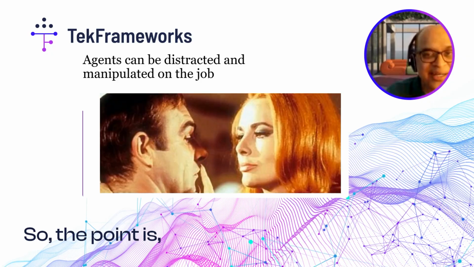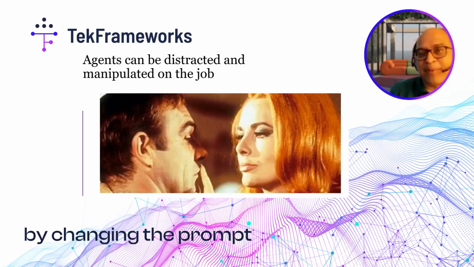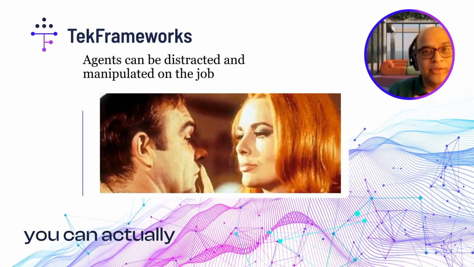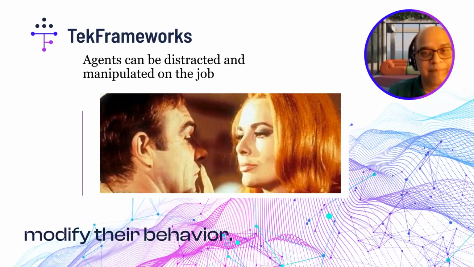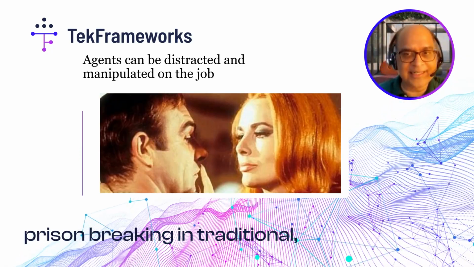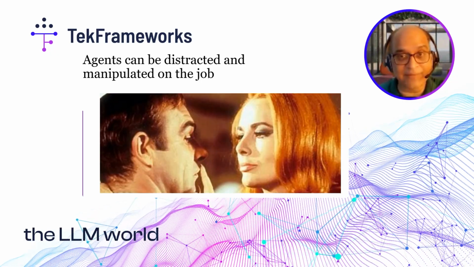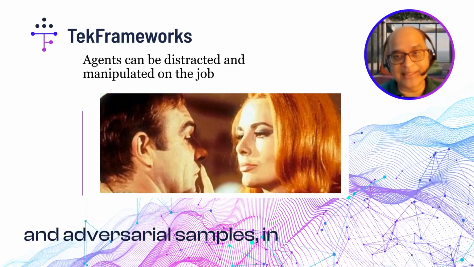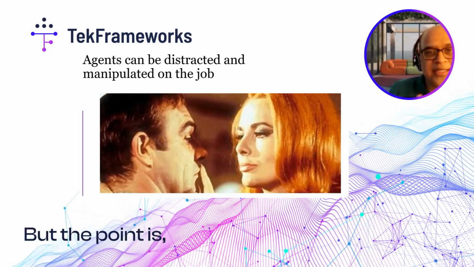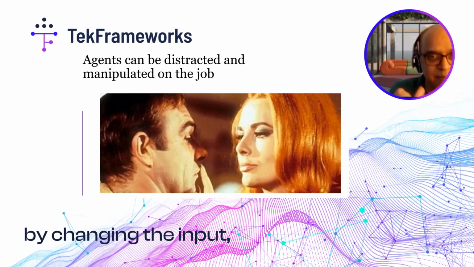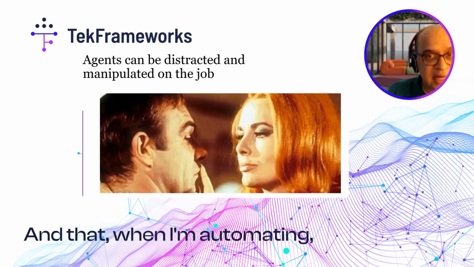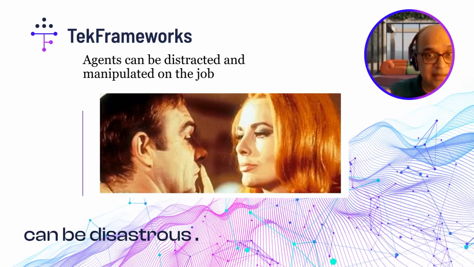So the point is, by changing the prompt and by doing a few other tricks on the LLMs, you can actually modify their behavior. By the way, these are called jailbreaking in the more advanced LLM world, and adversarial samples in the more traditional deep learning era. But the point is, by changing the input, I can substantially change the output. And that, when I'm automating, can be disastrous.